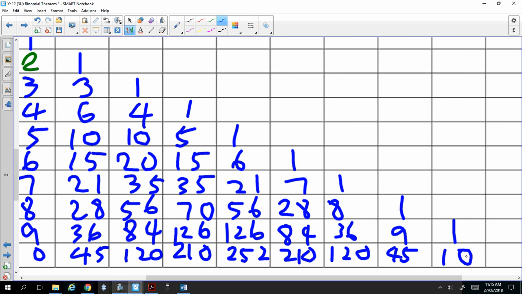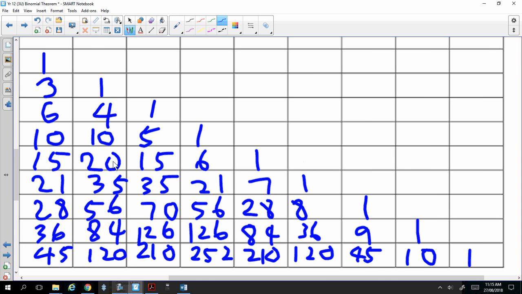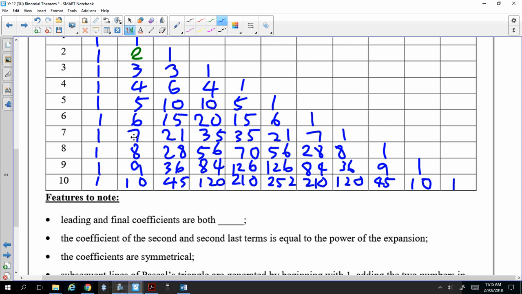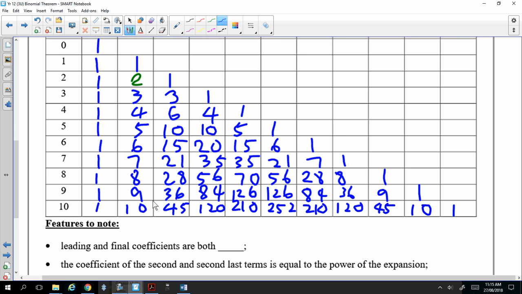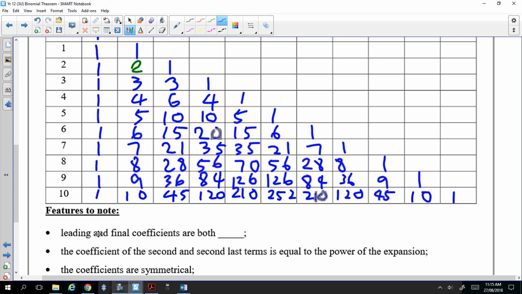So after you do this, you start to see some pattern, but not a lot of pattern, just some pattern. All right, so you will see that for Pascal's triangle, the leading and the last coefficients are both 1. They always start with 1, finish with 1.